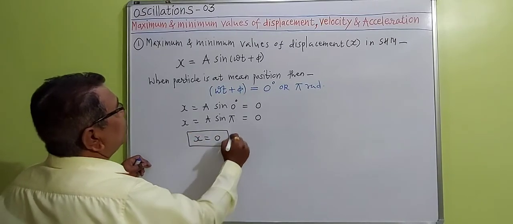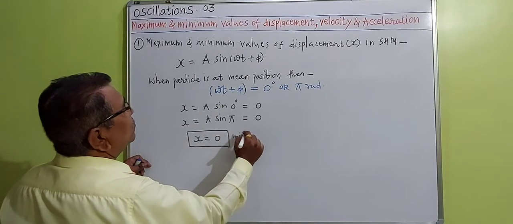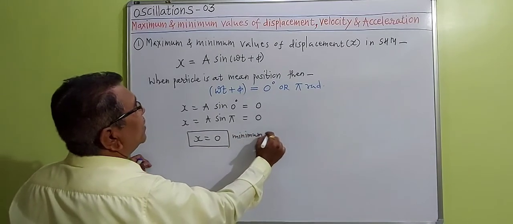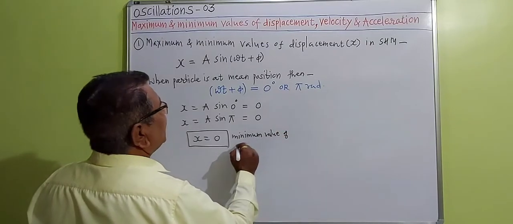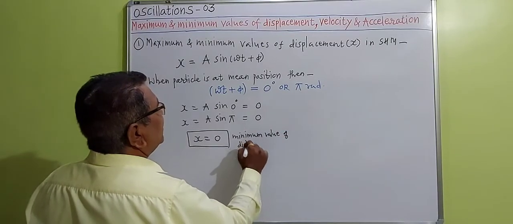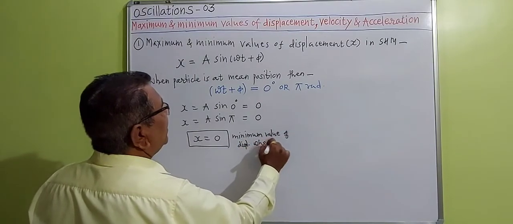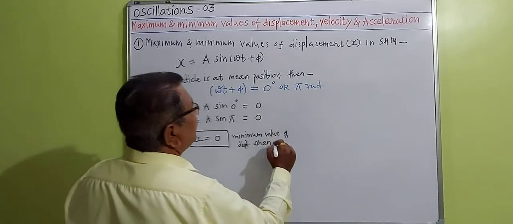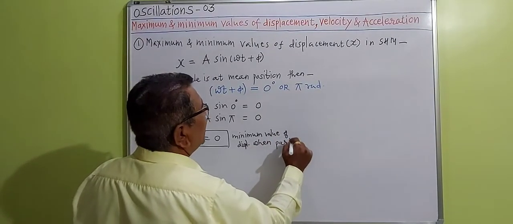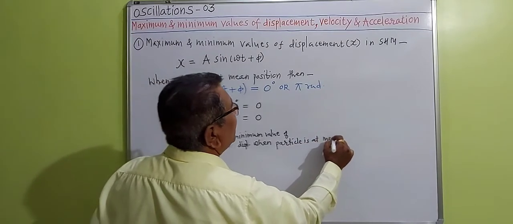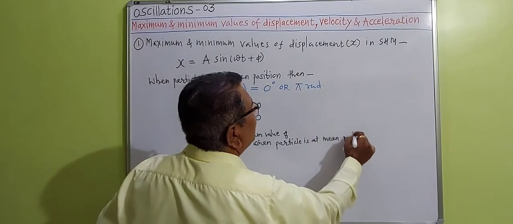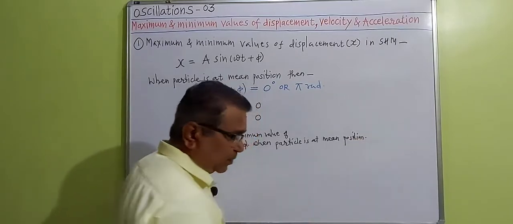This is the minimum value of displacement when the particle is at mean position.